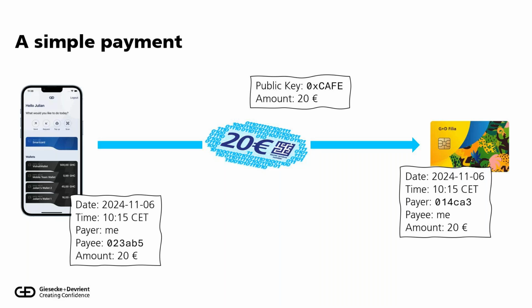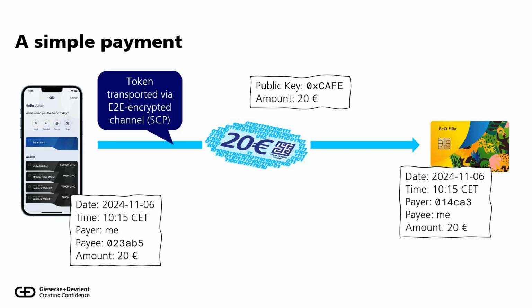So let's zoom in slightly more on how this money is now being transmitted. This token that we have here, the 20 euro, is physically moved across this NFC, for example, but on top of that NFC channel, we build an end-to-end encrypted channel so that we can't have any kind of man in the middle in there. And that would be based on existing standards like SCP. Now, I forgot which number, I think it was SCP 11 that we're using here.